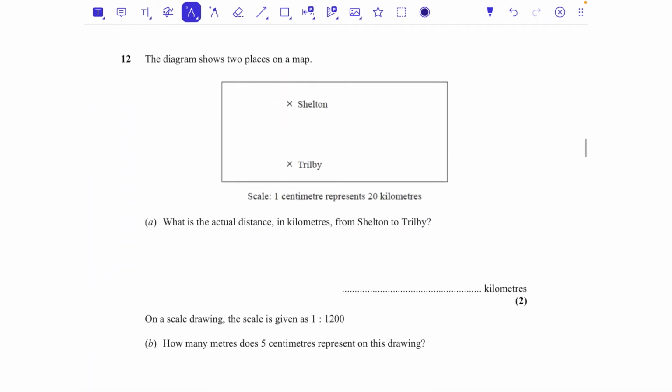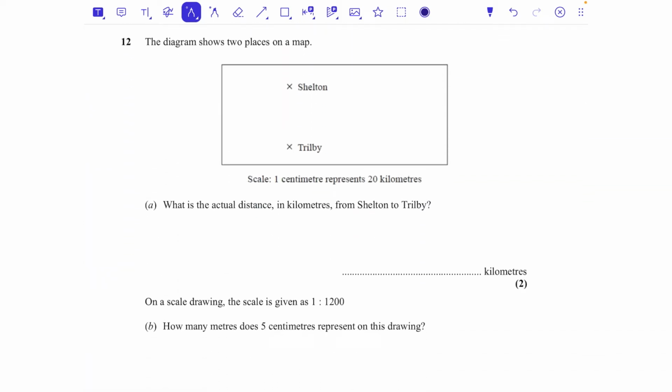Okay, question number 12. The diagram shows two places on a map. What is the actual distance in kilometres from Shelton to Trilby? So we're going to measure this using our ruler, and then we're going to use this scale here. Every centimetre is 20 kilometres in real life.